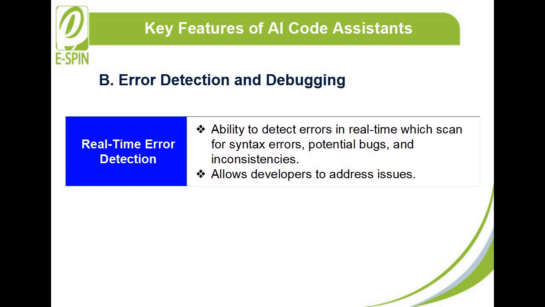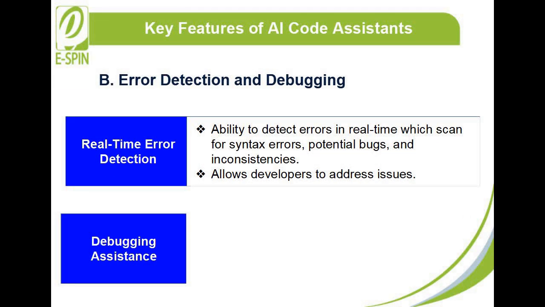One of the most powerful features of AI code assistants is their ability to detect errors in real time. As developers write code, these tools scan for syntax errors, potential bugs, and inconsistencies. When an error is detected, the assistant provides immediate feedback, often suggesting corrections or pinpointing the exact location of the problem. This real-time feedback loop allows developers to address issues as they arise, rather than spending time later in the development cycle debugging. Debugging assistance.